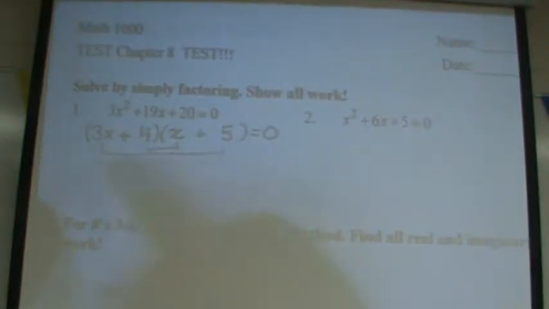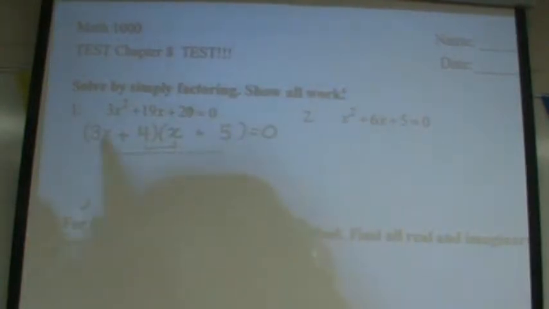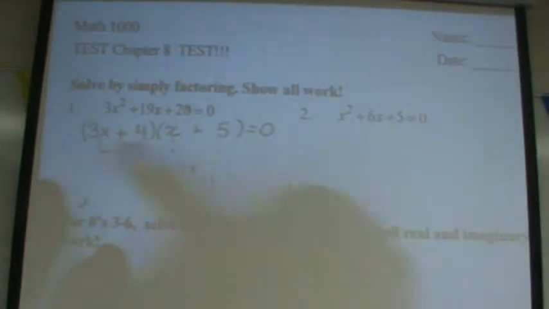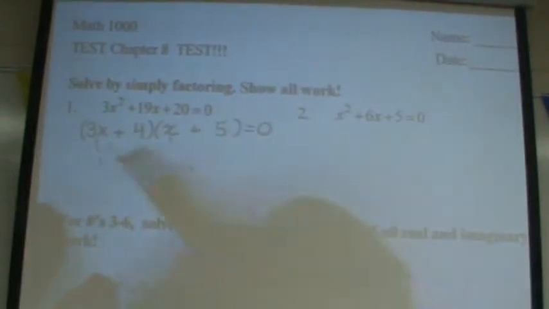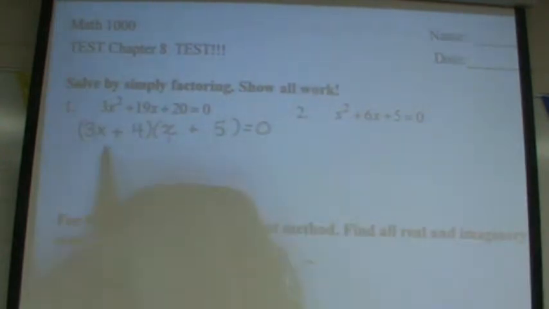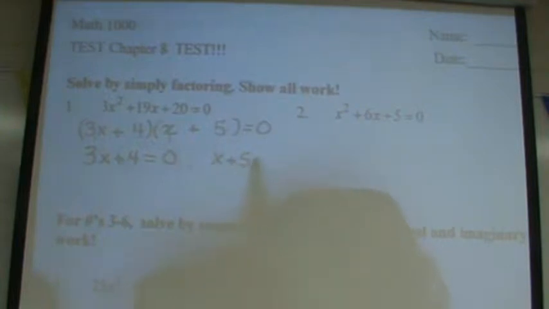So now when I do my 3x times 5x, I get 15x, and 4 times x is 4x. Now when I add these up, I get my 19x. So this combination does now work. So this is my combination. Now what I'm going to do is set each of these equal to 0. So 3x plus 4 equals 0, and x plus 5 equals 0.